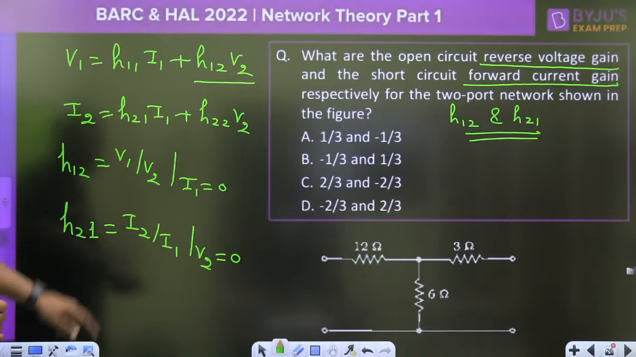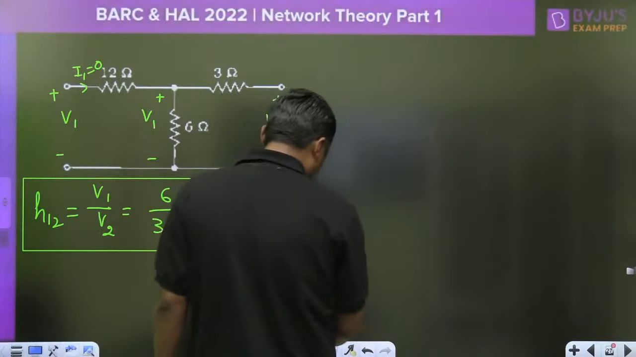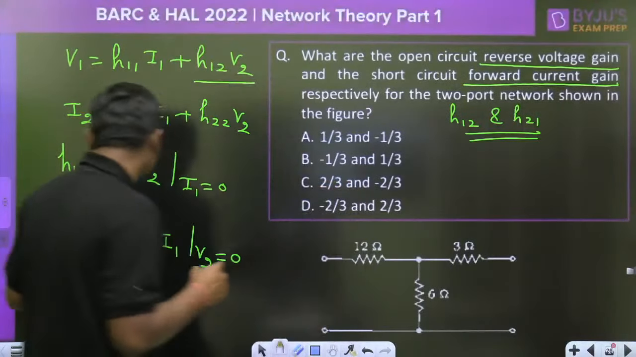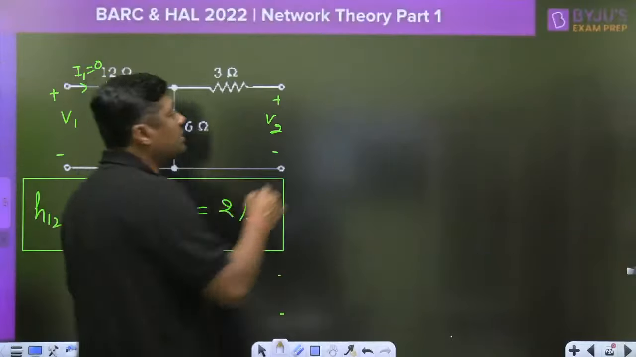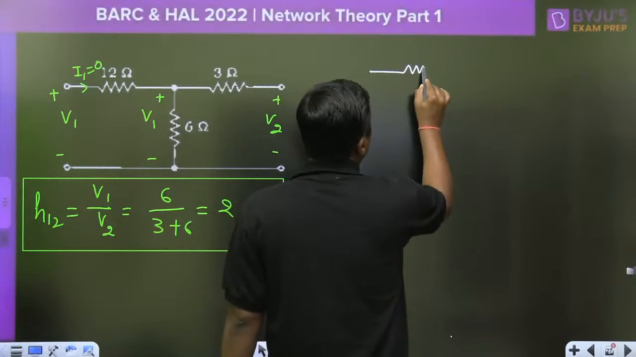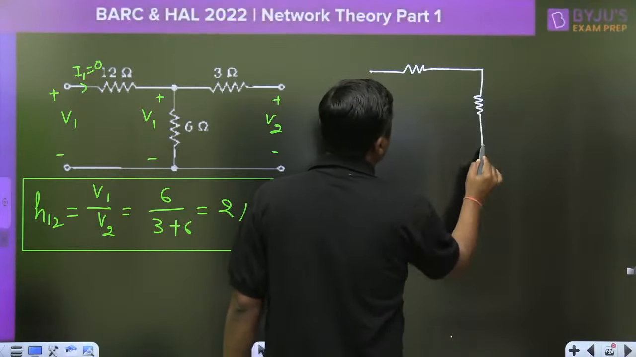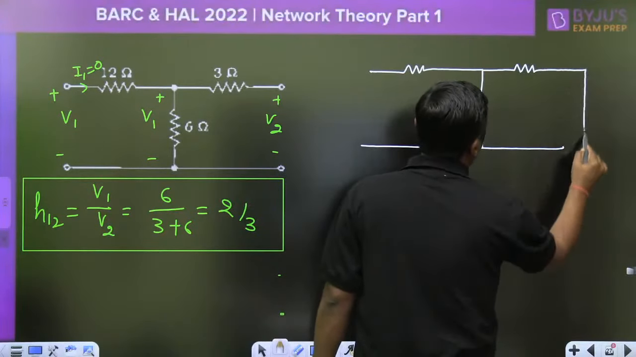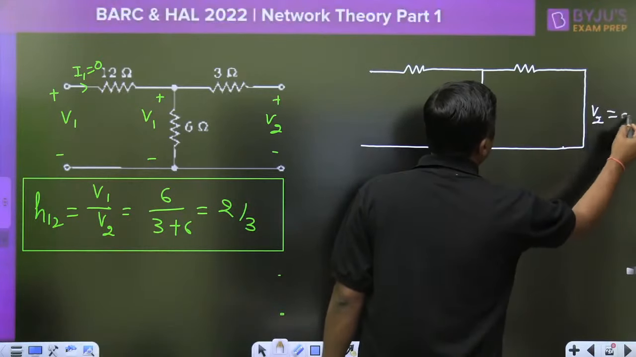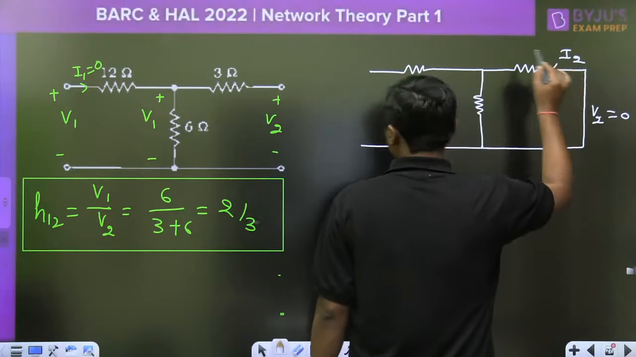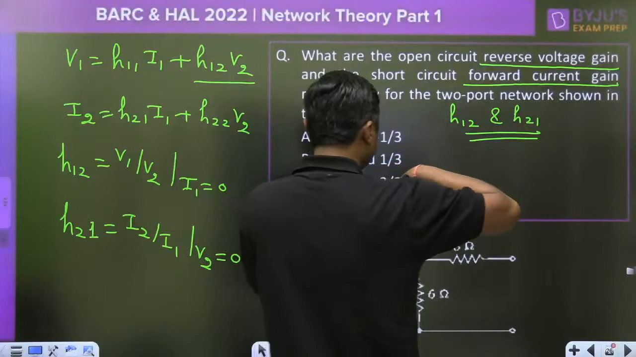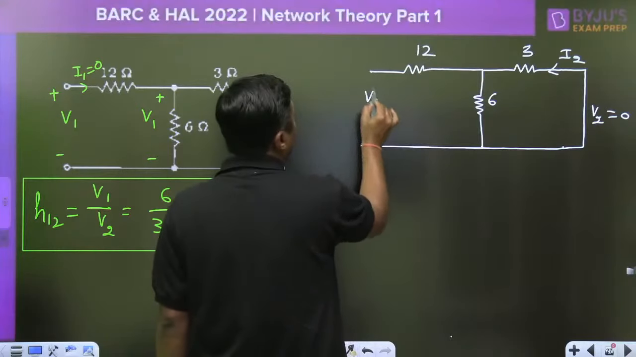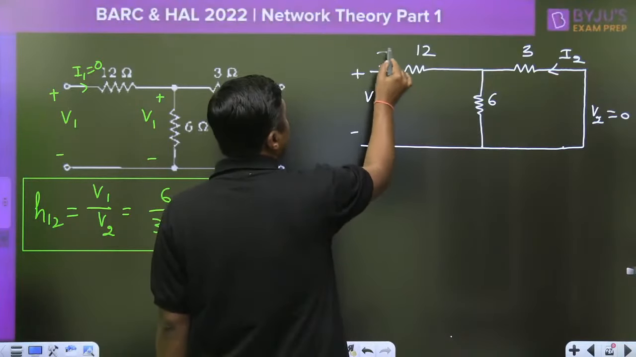Second is H21. When we want to calculate H21, what is the condition? V2 is equal to 0. Simply make the short circuit. V2 is equal to 0, and that current is I2. Now, what is this value? 3, 6 and 12. This is V1. This current is I1.